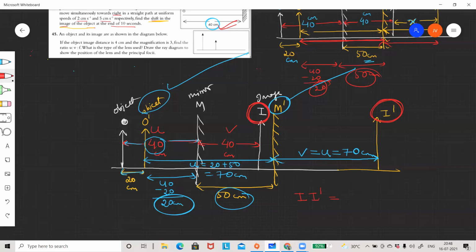Okay, image. The question is the shift in the image of the object at the end of 10 seconds. So shift in image means this distance we have to find, which is, yeah, this part is 50 minus 40. So 10 plus 70, that is 80. Okay, it was not a numerical problem, but based on the ray diagram, we have to understand.